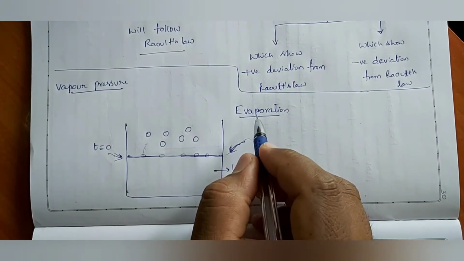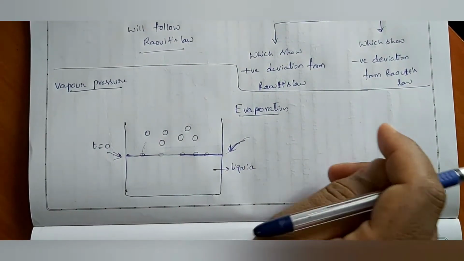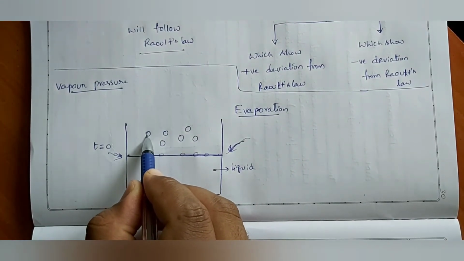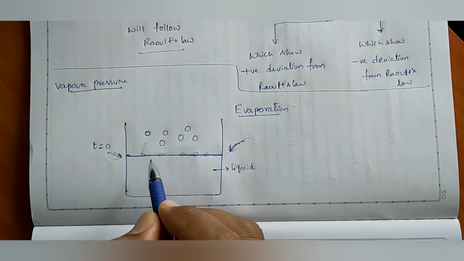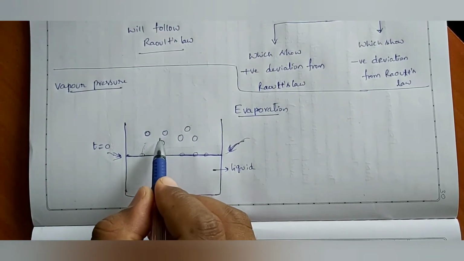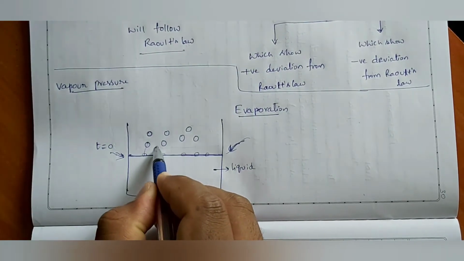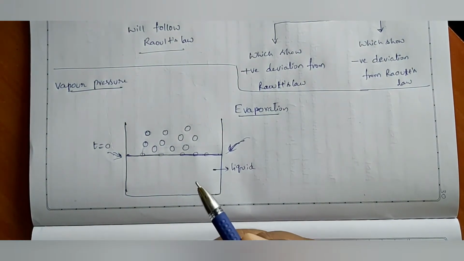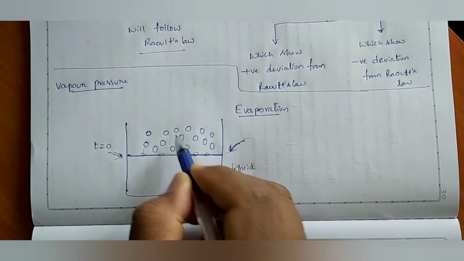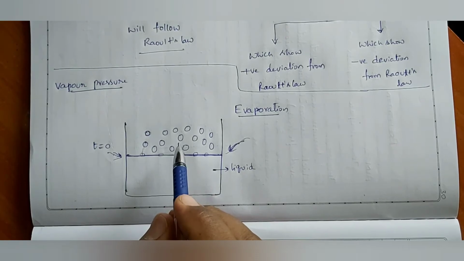Evaporation can take place at any temperature. Let us consider this happens at room temperature. Now slowly the number of these molecules is going to increase. Initially 0 molecules are there in the gas state. After some time 6 molecules are there. After some time it will become 10 molecules, then after some time 15 molecules. Like that, the number of molecules present in the gas state increases.